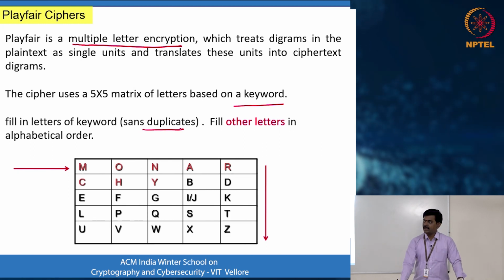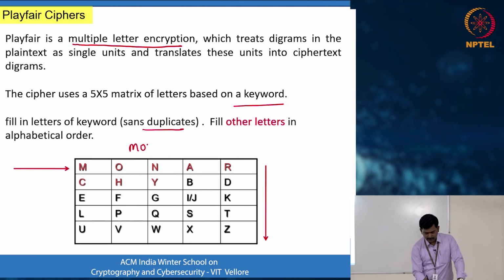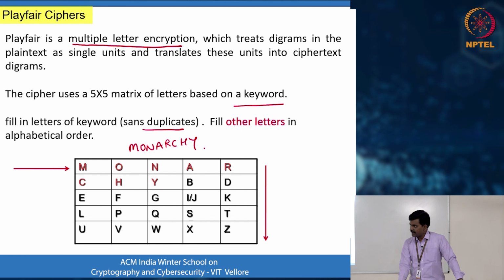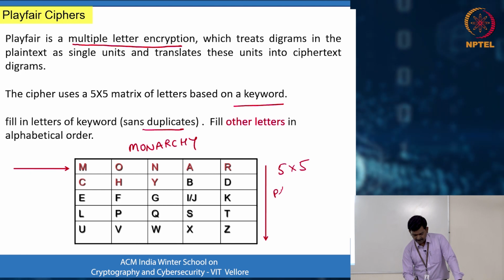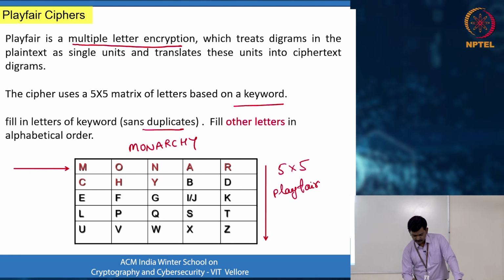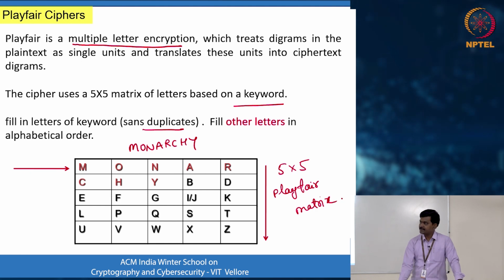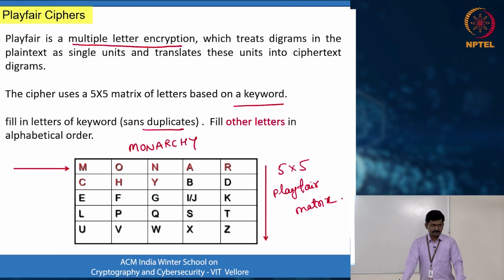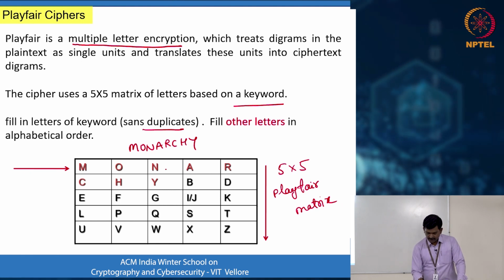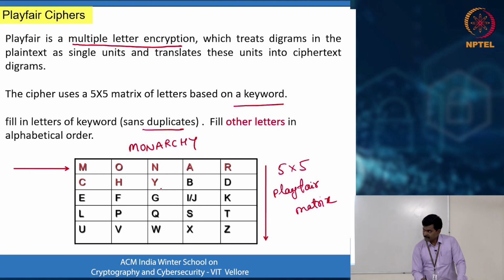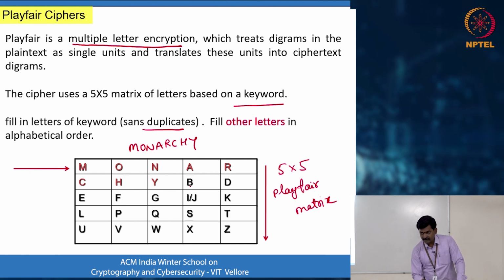So imagine that I have taken the keyword called monarchy. My keyword is monarchy. So I filled my 5 cross 5 matrix. This is my 5 cross 5 matrix, and I call it as Playfair matrix. First fill the alphabets with the keyword and the remaining alphabets of the language. MONARCHY. For the remaining cells, I am filling with the remaining alphabets of the language. B, D, E, F, G.